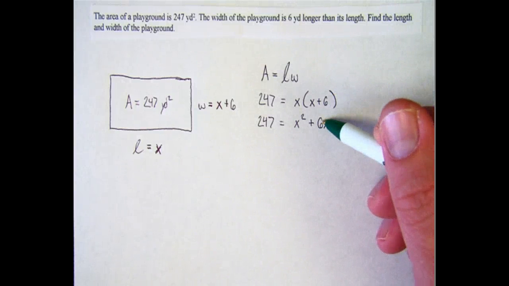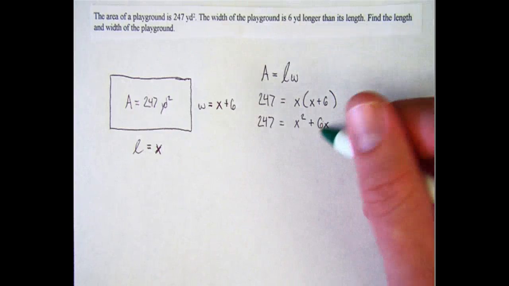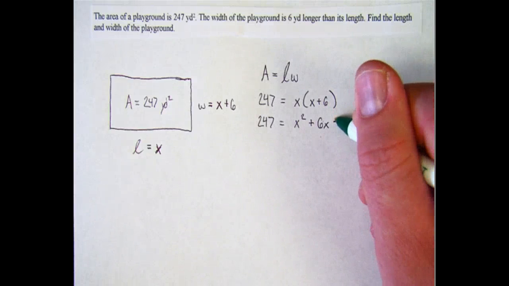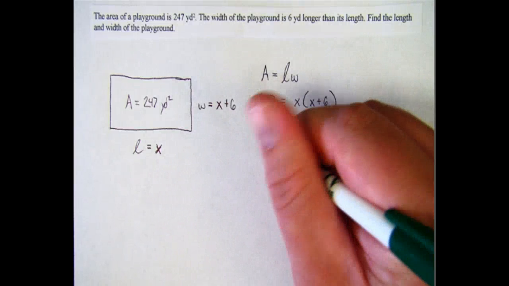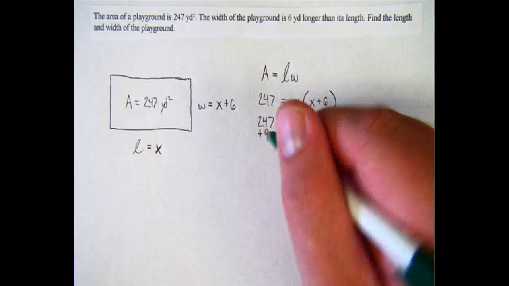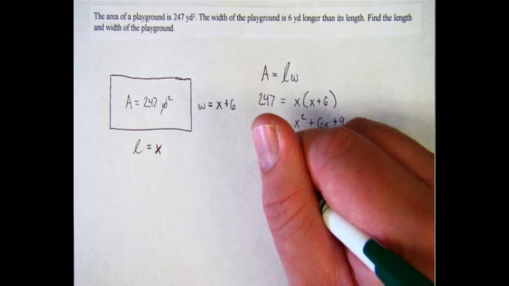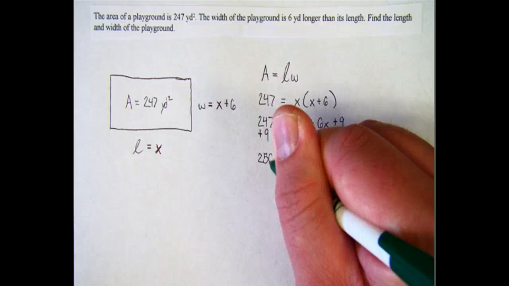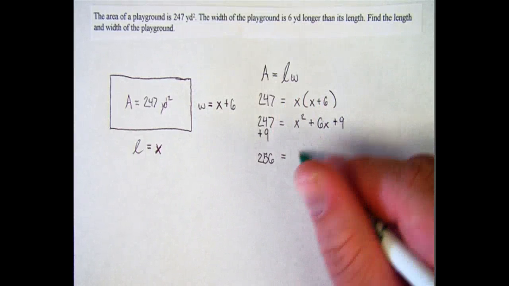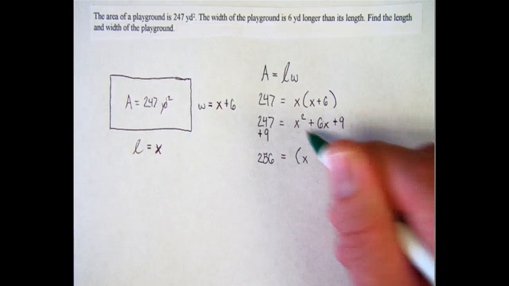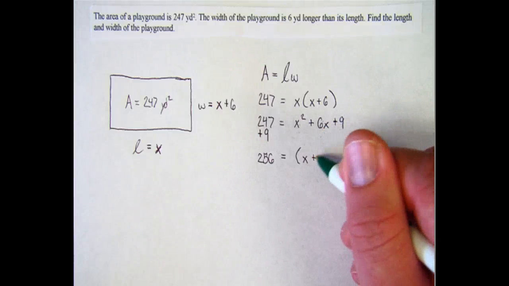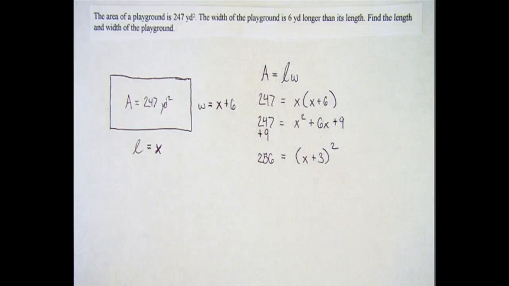So I take half of this term, which is 6, or half of 6, which is 3, square it, and that's 9. So I'm going to add 9 there. If I add 9 there, I have to add 9 there as well. 247 plus 9 would give me 256. And now this over here is a perfect square. That's going to be the square root of this term, and then half of this, so that would be x plus 3 squared.